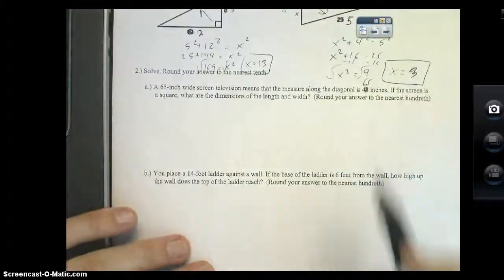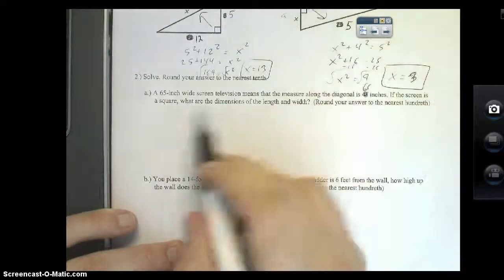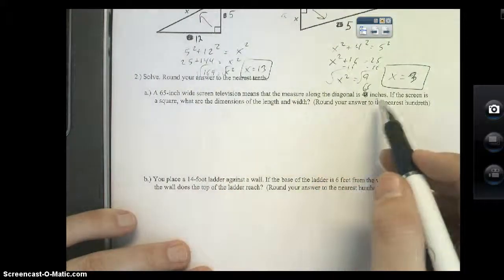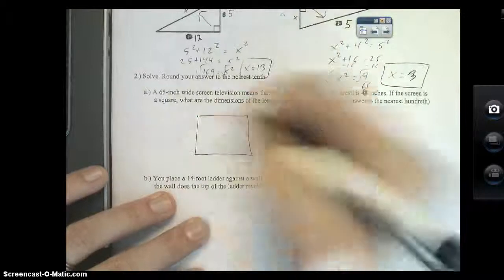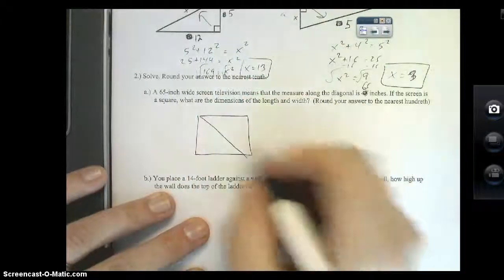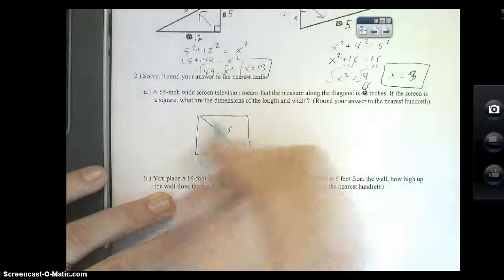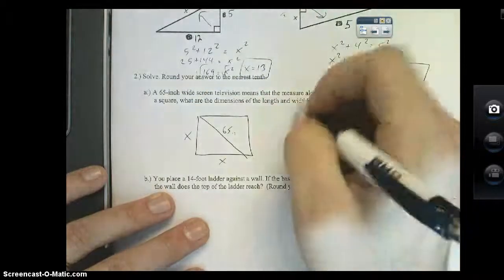Alright, last 2 problems. We're almost done here. I did have a little typo here. It should be 65 inches. So a 65-inch widescreen television means that the measure along the diagonal is 65 inches. If the screen is a square, what are the dimensions of the length and the width? Here's your square television. 65-inch diagonal. Each of the sides has to be the same if it's a square. So I'll call this x and x.